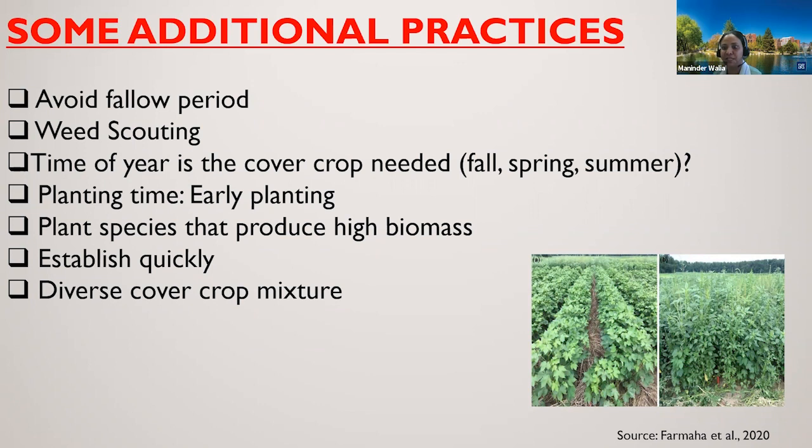And then cover crops can be planted in mixtures or as a single species. But remember, if we have mixtures, then they can provide you mutual benefits. For instance, the legume can help to fix nitrogen, and cereals are aggressive, and they produce biomass quickly. So these are some of the additional practices that I think would be important for you to learn.